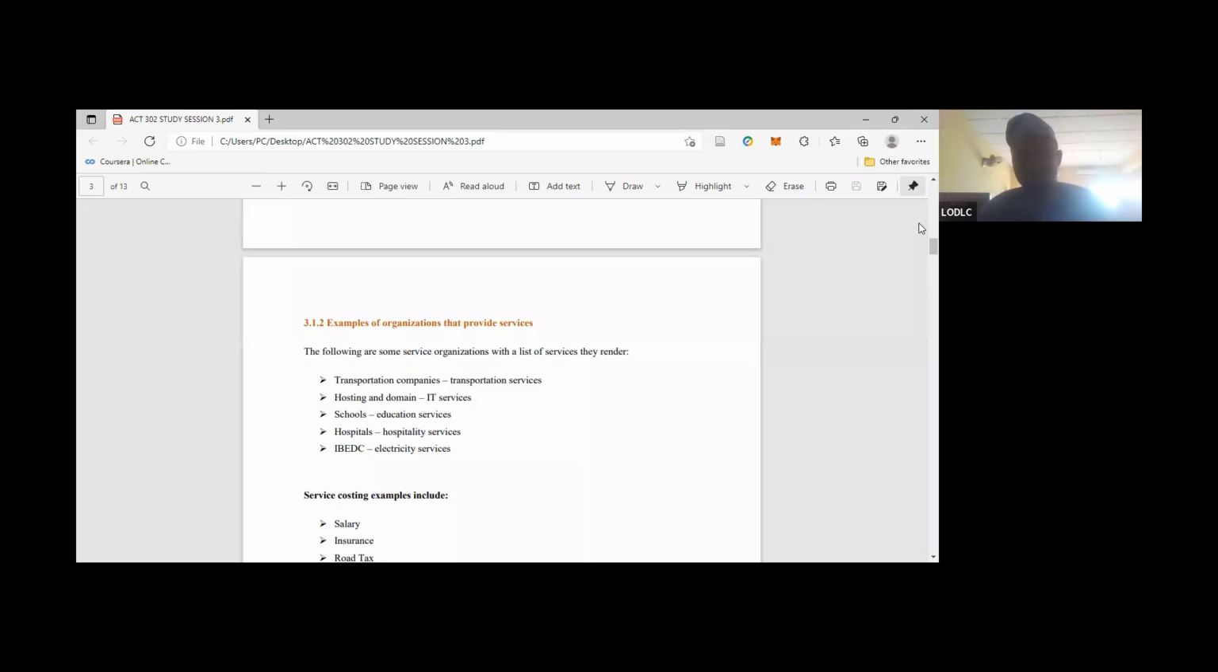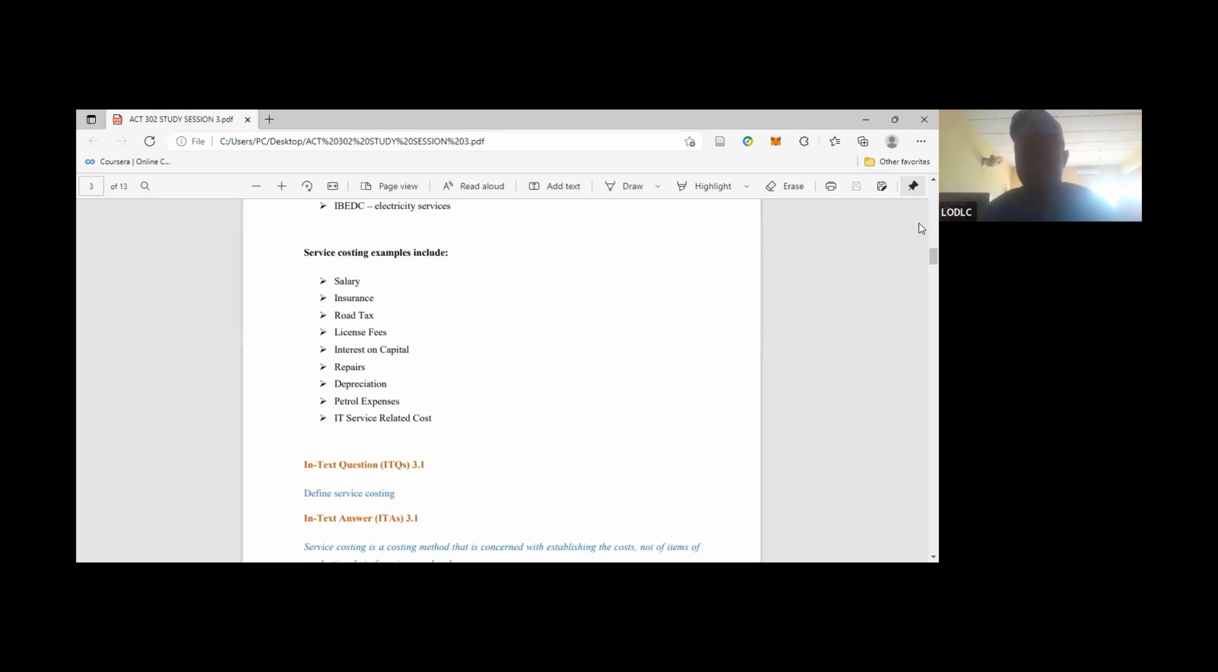The schools, what type of services? This is education services. The hospitals, they are providing what? Hospitality services. And the IBEDC that we are talking about, they are providing electricity services. So this is in the form of their products. Every service that they provide, every cost that is associated with those services has to be recorded in what? In the cost sheets. Then we have service costing examples, which include the salary, the insurance, road tax, license fees, interest on capital, repairs, depreciation, petrol expenses, IT services related costs.